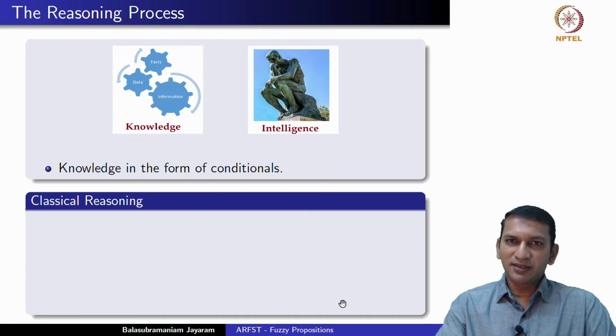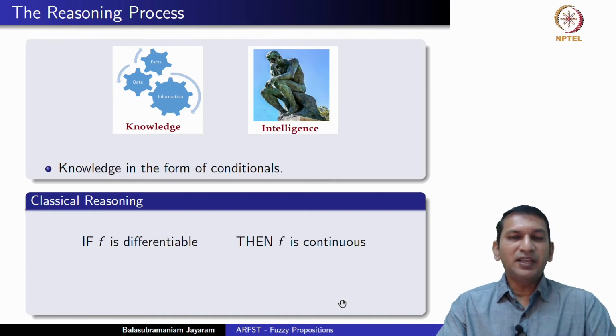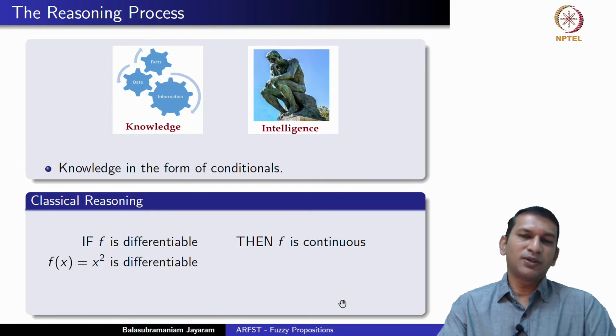If you look at classical reasoning, we might have a piece of knowledge in the form of this conditional, which by now must be extremely familiar to all of you. If f is differentiable, then f is continuous. Now, given this piece of knowledge and a function f of x is equal to x square, we know the function x square is differentiable.